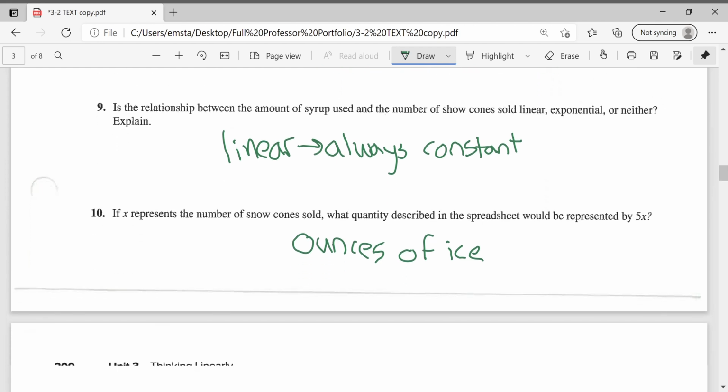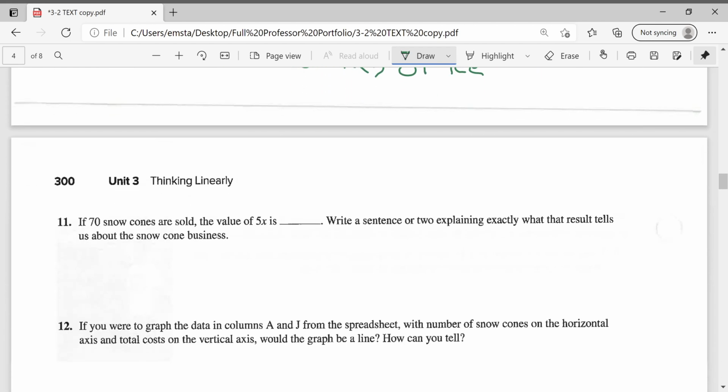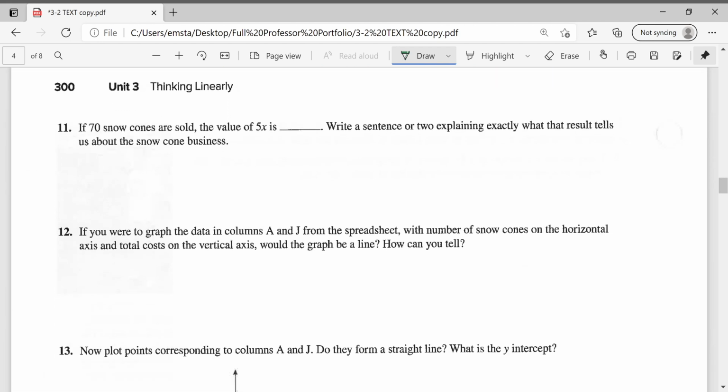Turning the page to page 300, it says if we sell 70 snow cones, what is 5 times 70? So they're asking me to calculate 5 times 70. I can put that into a calculator. It should be 350.